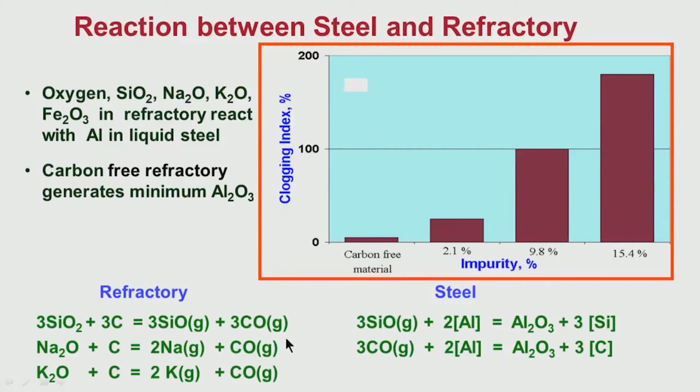So, carbon monoxide generation is bad, SiO generation is bad because they will react with aluminum in steel and form alumina. The alumina will get formed, which again has to be removed from liquid steel. We do not want alumina in liquid steel. Silicon also increases in liquid steel, which again we do not want. So, regarding the reaction between steel and refractory, we have to keep in mind that the impurity content in refractory in the form of SiO2, sodium oxide, potassium oxide, iron oxide, and carbon should be less. So, this is an indication.